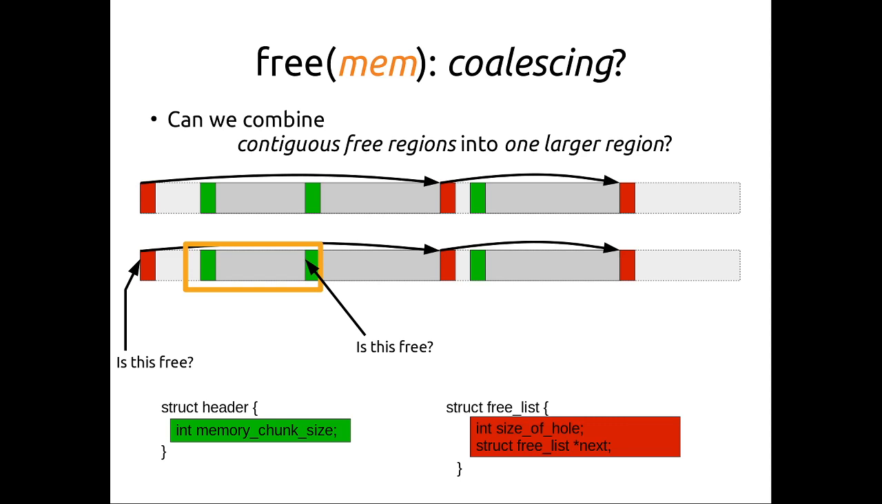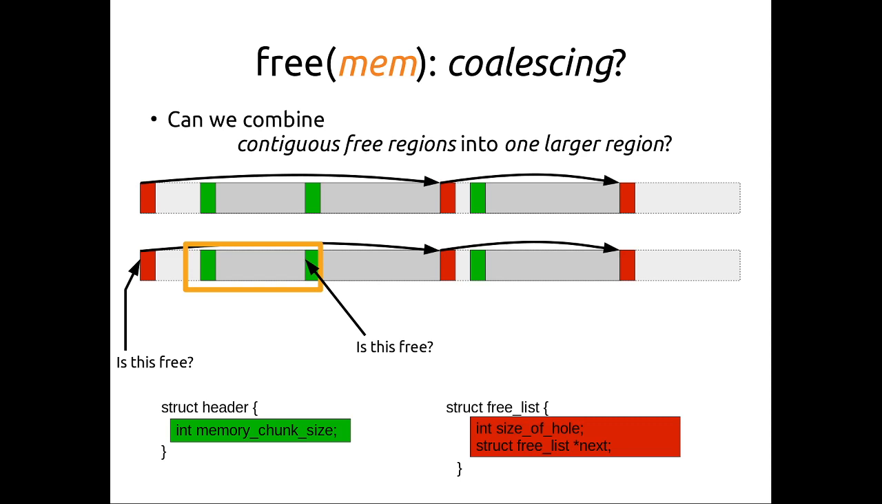So we're going to talk about how coalescing can work effectively. What we typically want to start by asking is this question: is the region of memory directly before us free? Yes or no? If it's yes, we combine. If it's not, then we don't. And is the region of memory after us free? Yes or no? Etc., right?